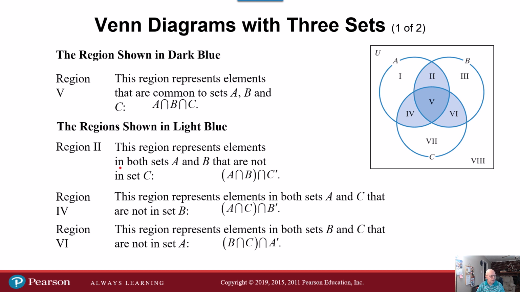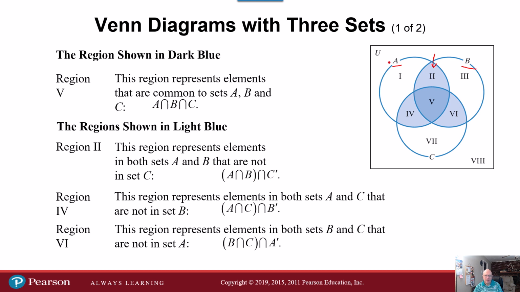Region 2. Here we go. Region 2. This union represents elements in both A and B that are not in C. So region 2 is up here. Notice it's in A and in B, and it's outside C. It doesn't touch C at all. A intersect B, it's in both those, and not in C.